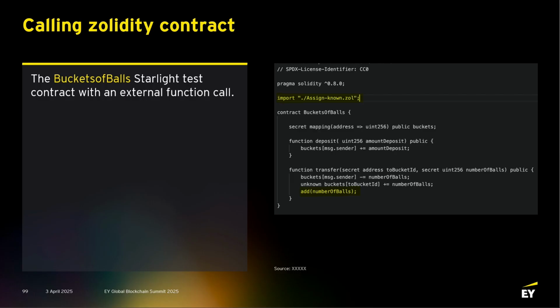And so this is the one that is going to do the calling. This is the buckets of balls shield contract. And you can see it's a Starlight test contract. What it allows you to do is have these buckets of balls, and you can deposit balls into buckets, and then you can move them between different buckets essentially. So what we've done here is we've added a call to add in the transfer function on the input number of balls.